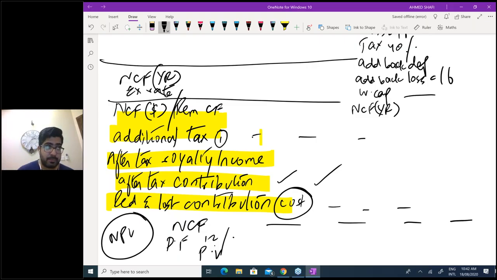If you charge royalty to the plant, it's a cost for the plant, but income for you. If you are sending parts to the plant and you earn a contribution on that, it's a cost for the plant, but income for you. And redundancy, lost contribution. Deal with these four things to get net cash flows, discount factor, present value. So you can cover this stuff from the answers and notes provided to you.